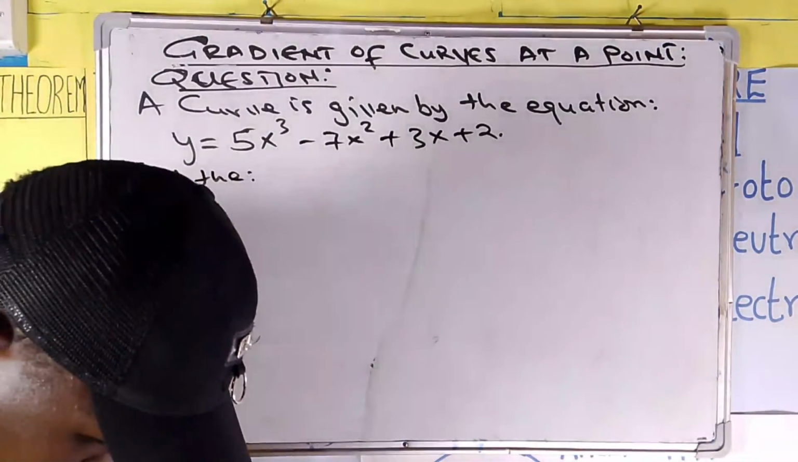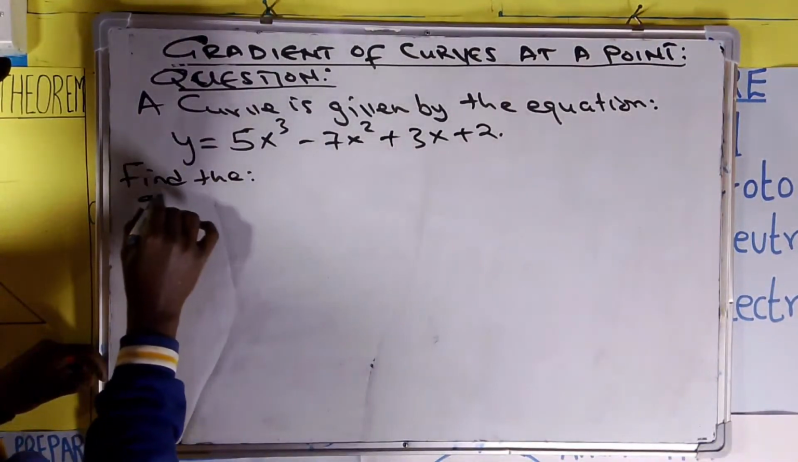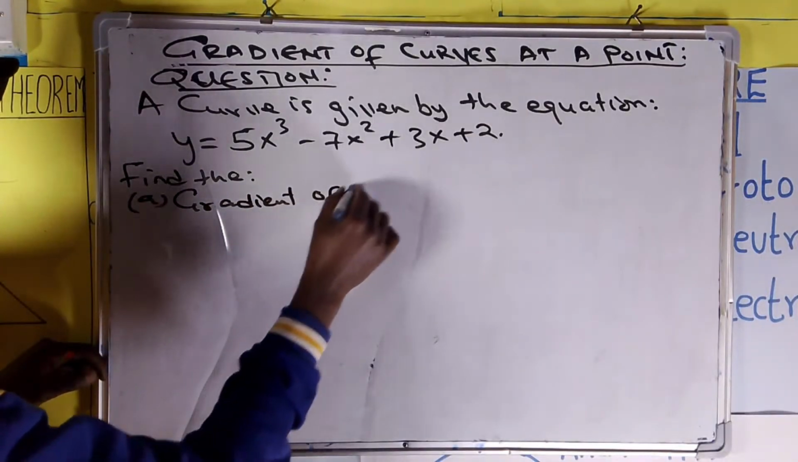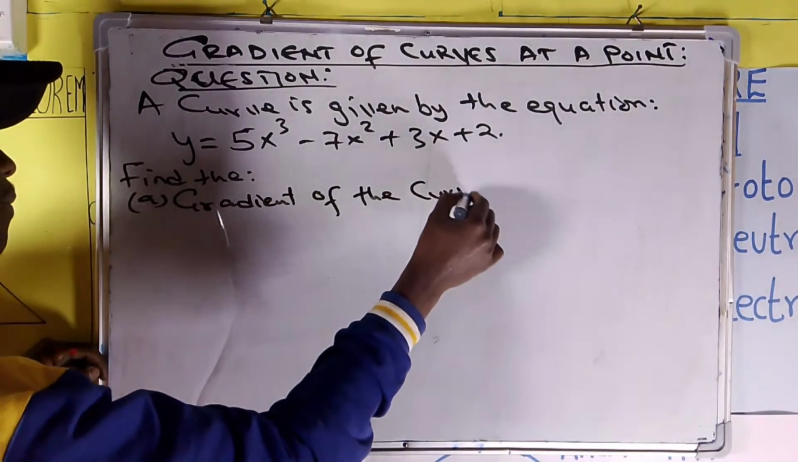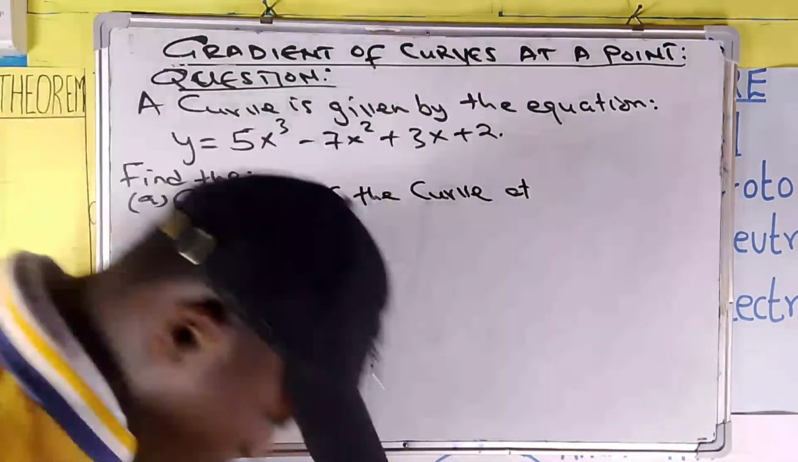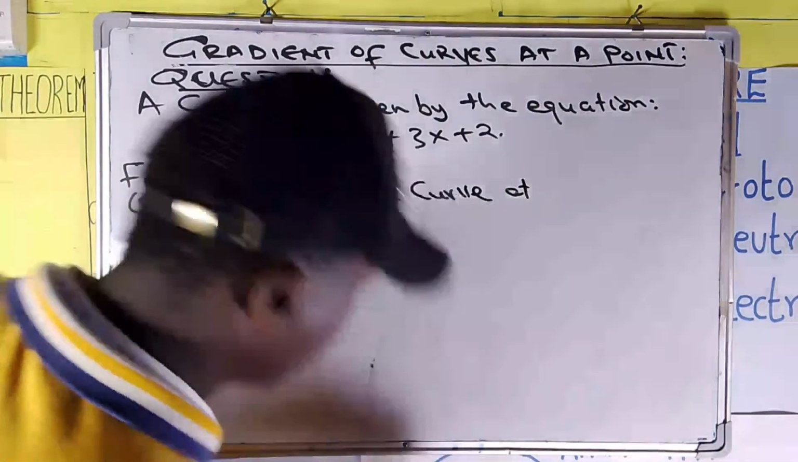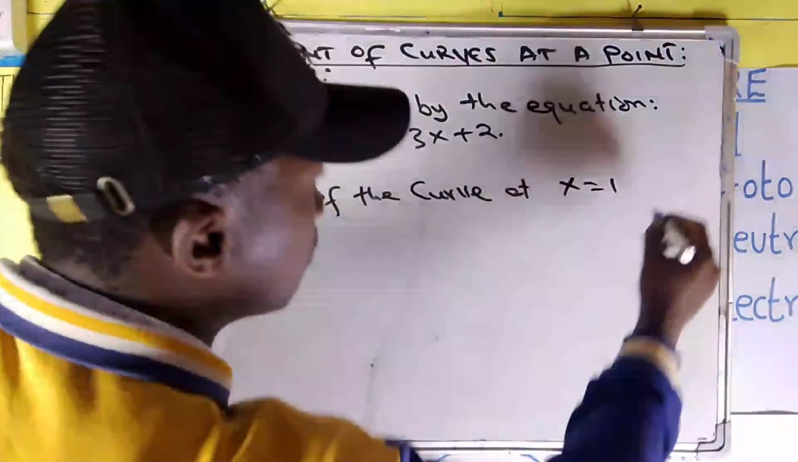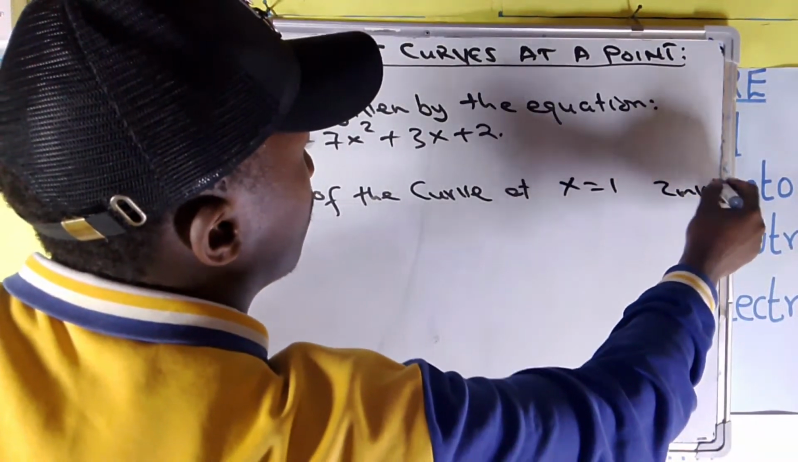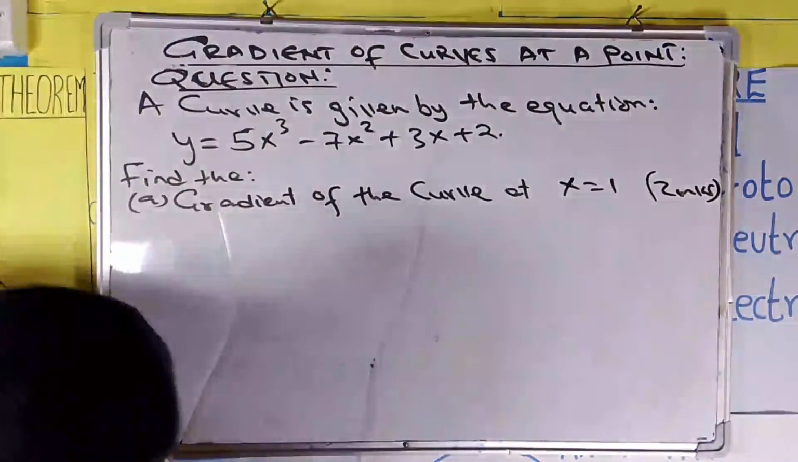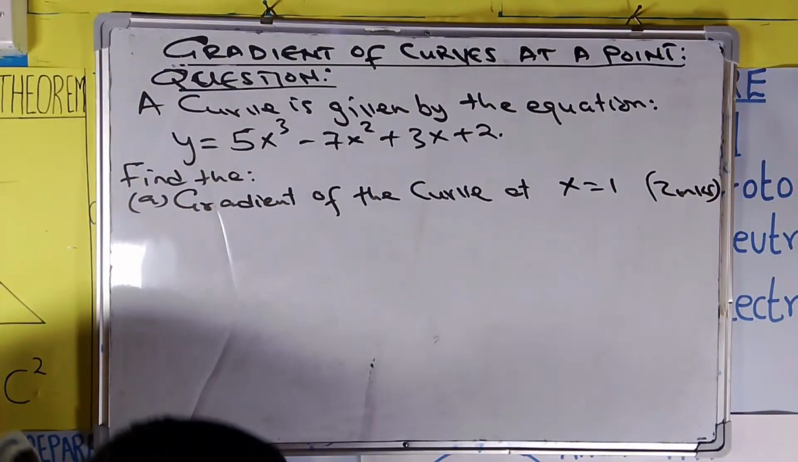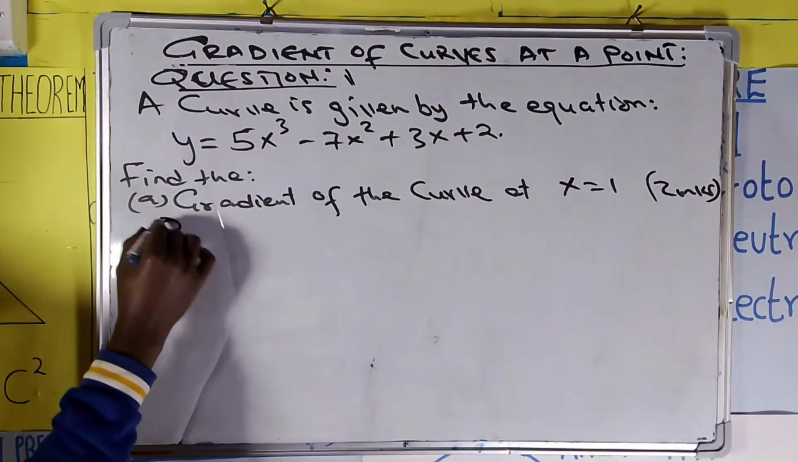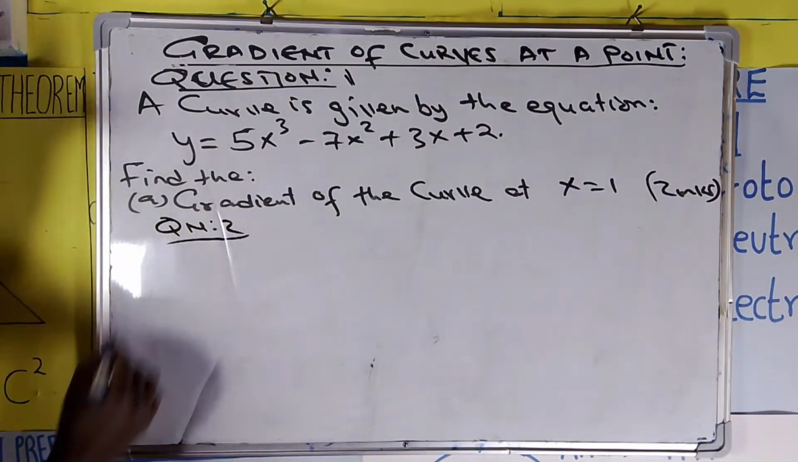Find the gradient of the curve at x is equal to 1. 2 marks. That is question 1. Question 2.